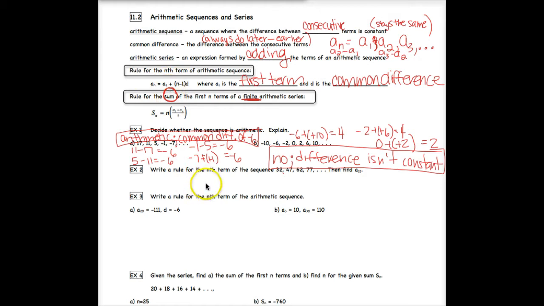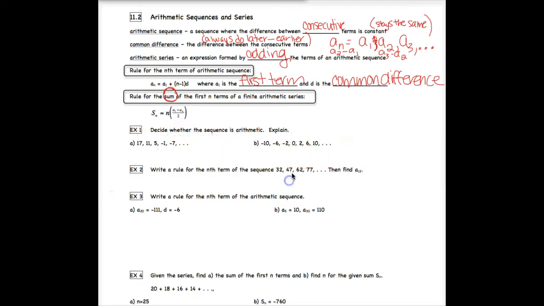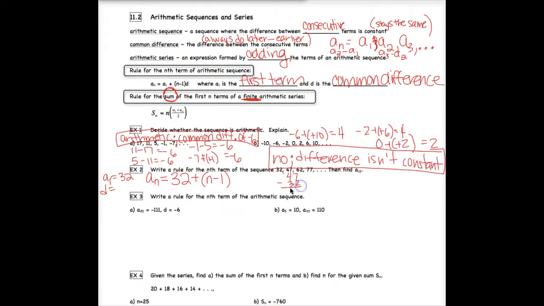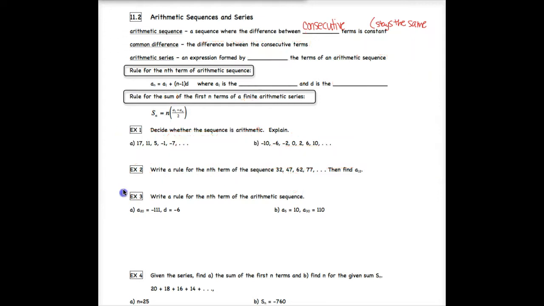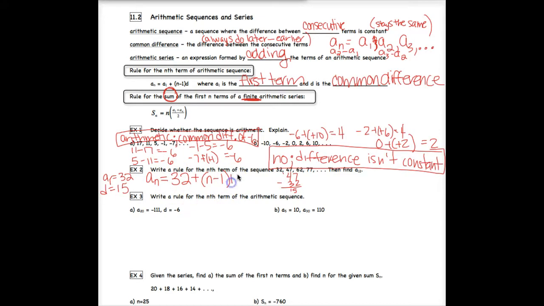So if I want to write a rule here, I can say a sub n equals, and then a sub 1 is the first term, so that would be 32. I'll just write out to the side anything that I plugged in. So a sub 1 was 32. Then the next part, plus n is what we don't know because we're saying for the nth term, so n stays n here. n minus 1 times d is the common difference, so I probably should find that. 47 minus 32 is 15. So my common difference is 15, so that is what should go here.